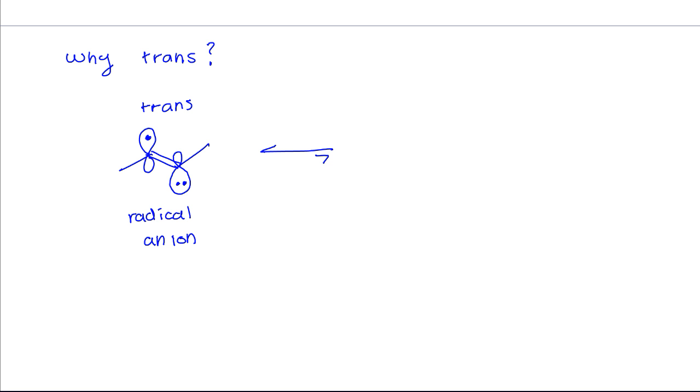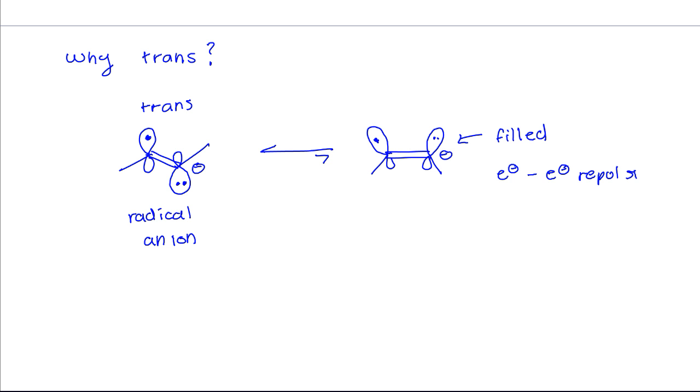Let's see what happens if we draw the cis. If we have the cis, we get something that looks like this. We have a radical there, and we have a negative charge here. Since this is filled, we now have 2 orbitals that have electrons in them that are too close. So what we get is some electron repulsion. So this is why the trans is going to be more thermodynamically stable.